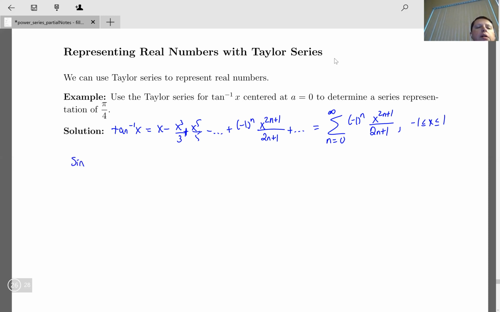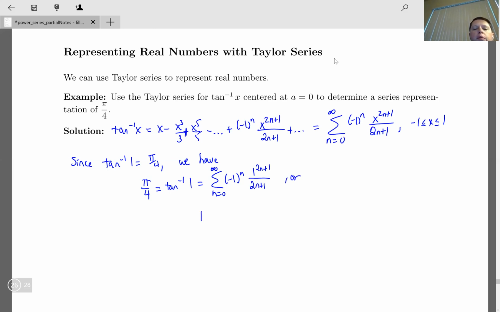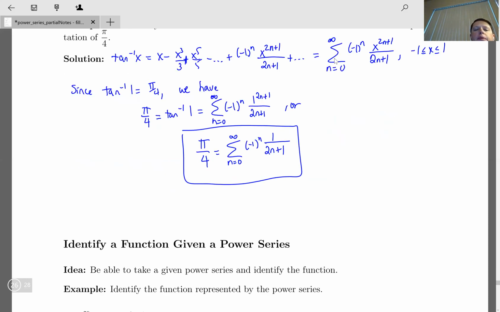Okay, so now we know that the arctangent of 1 is pi over 4. And so what we can do is plug in 1 for x in our expression for the Taylor series. So we get the summation n going from 0 to infinity, negative 1 to the n, 1 to the 2n plus 1 divided by 2n plus 1, or in other words, pi over 4 is equal to the summation n from 0 to infinity of negative 1 to the n times 1 over 2n plus 1. And that's the end of the example.